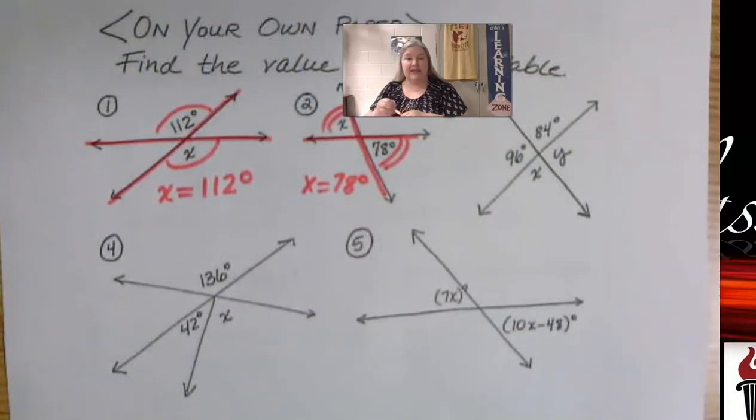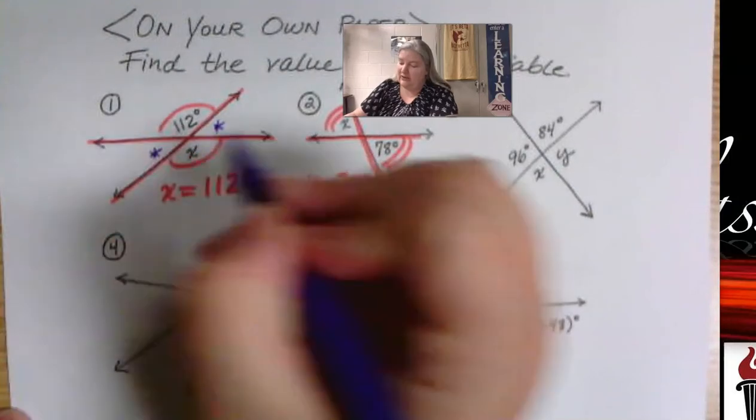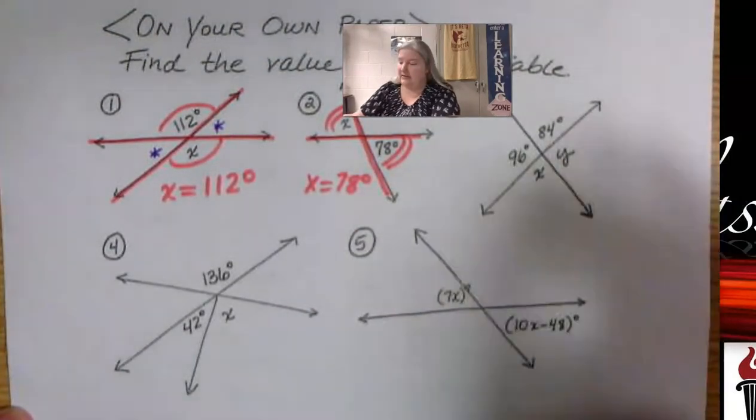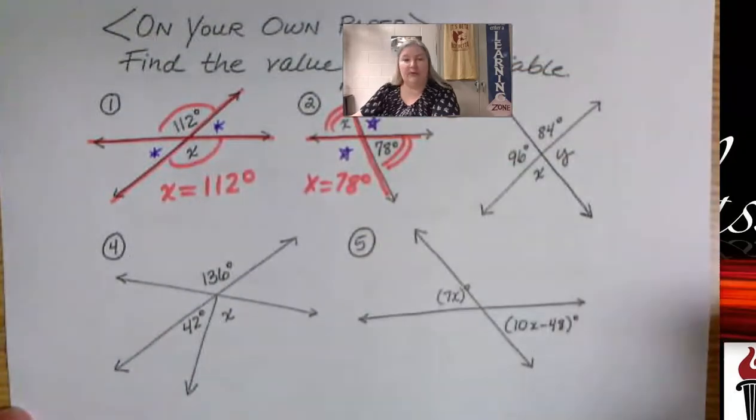Notice that in both of these cases, the ones that weren't marked would also be congruent. In other words, this angle and this angle, that's also a vertical angle pair. And over here, the star and the star, both of those angles would also be congruent.